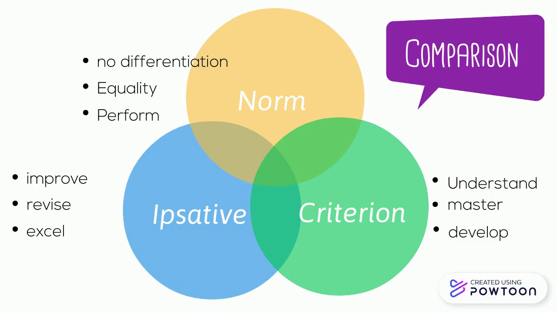In ipsative assessment, however, students have the possibility of working on the same piece of assessment and improve it. This will give them a sense of excelling, and they will be able to revise their work and make it better. Finally, criterion referenced assessment allows students to understand the criteria by which they will be assessed, and irrespective of whether the work is the same one or not, they can continue to improve it until they master the skills necessary to meet the criteria.